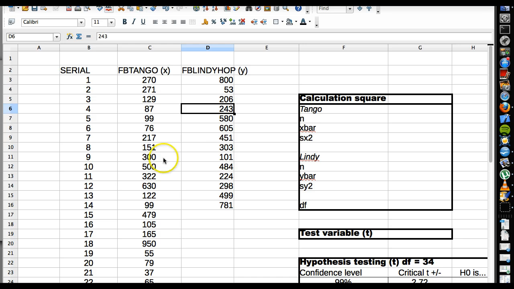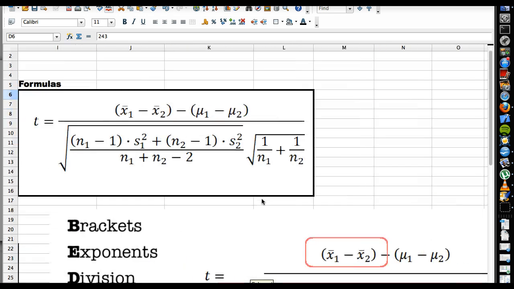Well, one way of estimating this is calculating the average number of Facebook friends that each group has, and then calculating the difference between these two. And because we haven't asked all the Tango dancers and all the Lindy Hoppers in the world, we're going to have to take uncertainty into account. So the test variable formula that we're going to be using looks like this.